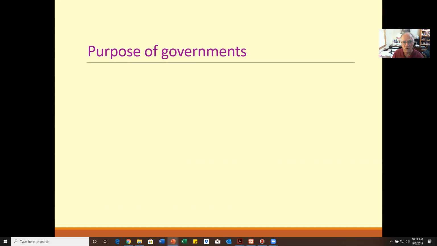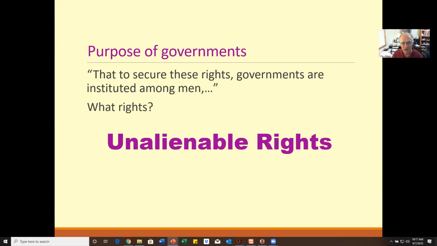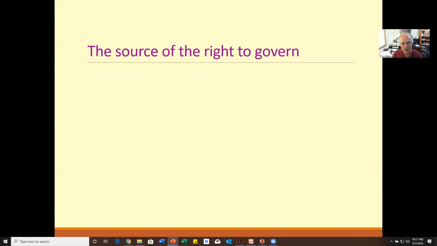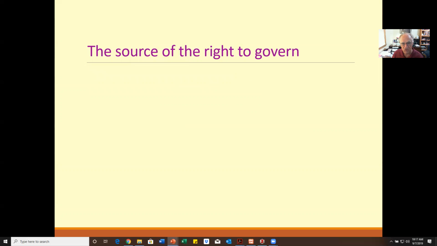So let's move beyond those clauses now to the body of the Declaration. The first thing it says is that to secure these rights, governments are instituted among men. Why do governments exist? What is the purpose of government? Say it with me. To secure these rights. To secure what rights? The rights that are mentioned as unalienable. What are those unalienable rights? The right to life, liberty, and the pursuit of happiness. What is the purpose of government? To secure unalienable rights, life, liberty, and the pursuit of happiness.